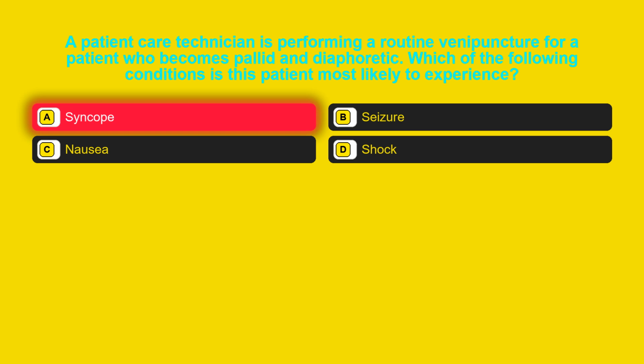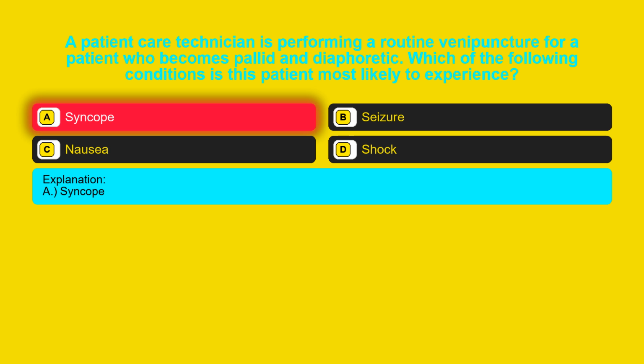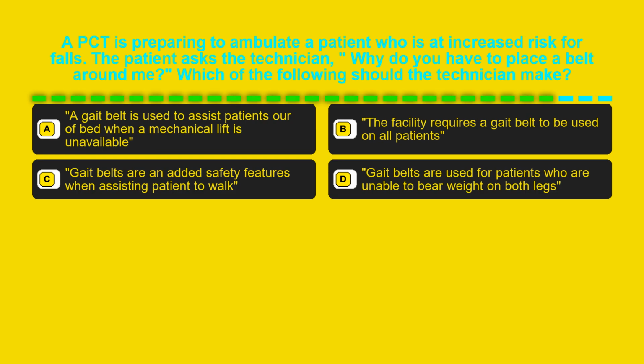The correct answer is option A, syncope. Question 68. A PCT is preparing to ambulate a patient who is at increased risk for falls.